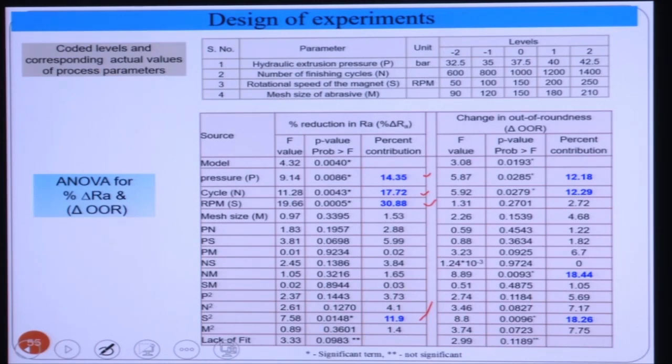For outer roughness also, we got the finishing cycle as the most significant parameter, and then the pressure, and also some cross parameters are there, N into A and A square also.